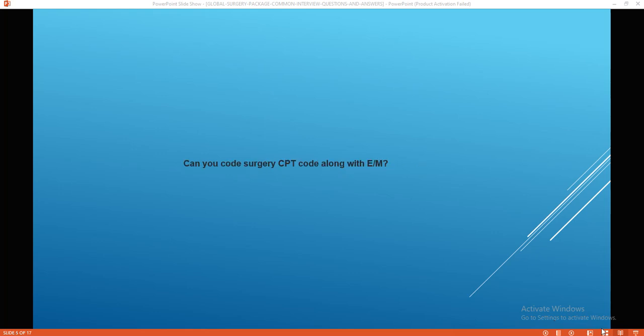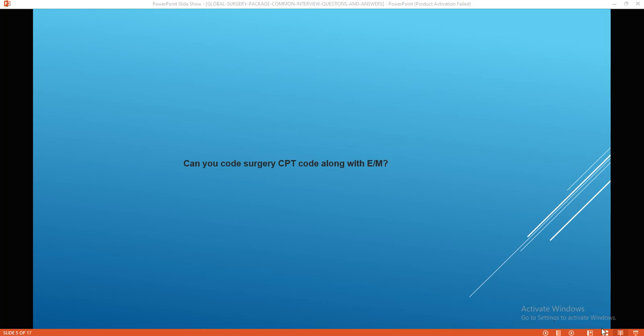Next question is, can you code a surgery CPT code along with E&M? Yes, we will code a surgery CPT code along with E&M if the physician performs a minor procedure which has a 0 or 10-day global period, and also if the physician performs a significant and separately identifiable evaluation and management service.